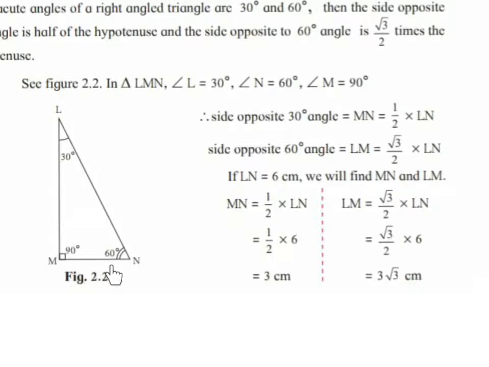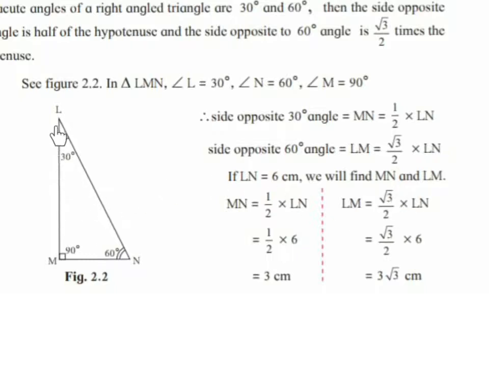So MN is the side opposite to the 30° angle. So MN is equal to half of LN, which is half into 6, where LN, that is the hypotenuse, is given as 6 centimeters. So MN is equal to 3 centimeters. In the same way we have to find LM.